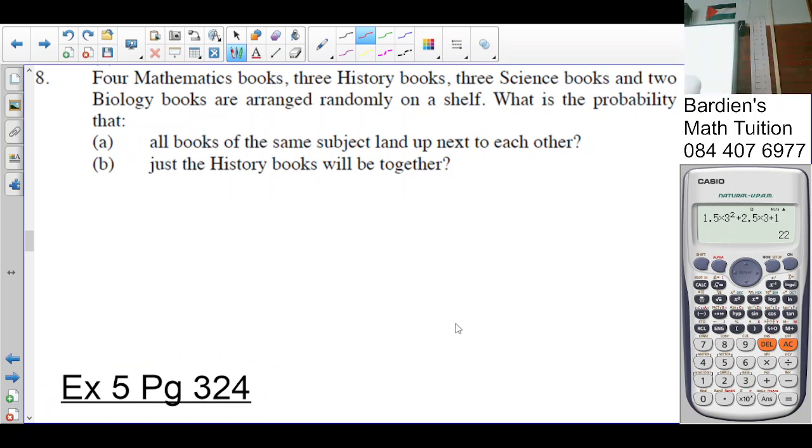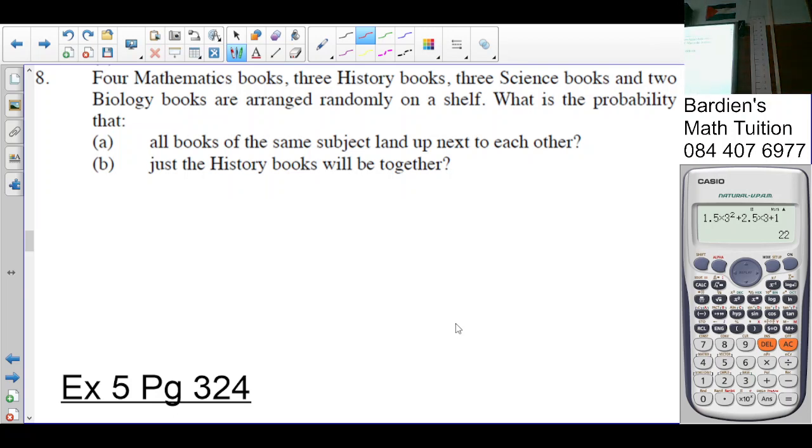Alright, so now we're looking at exercise 5 on page 324. We are told 4 mathematics books, 3 history books, and I think we did this one. Did we do this one? Yes, okay. Was this answer also different? Was this answer correct according to the book? Okay, one person is talking to me. Right, I'm going to do it anyway. Just see where the marker is now.